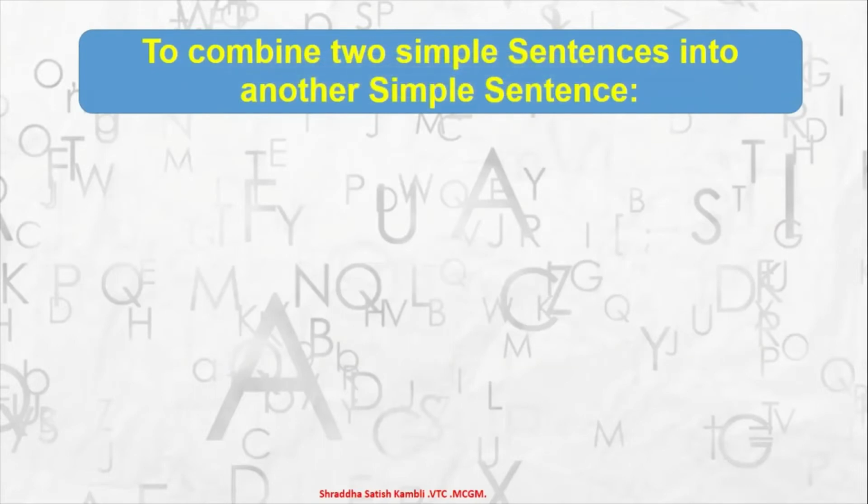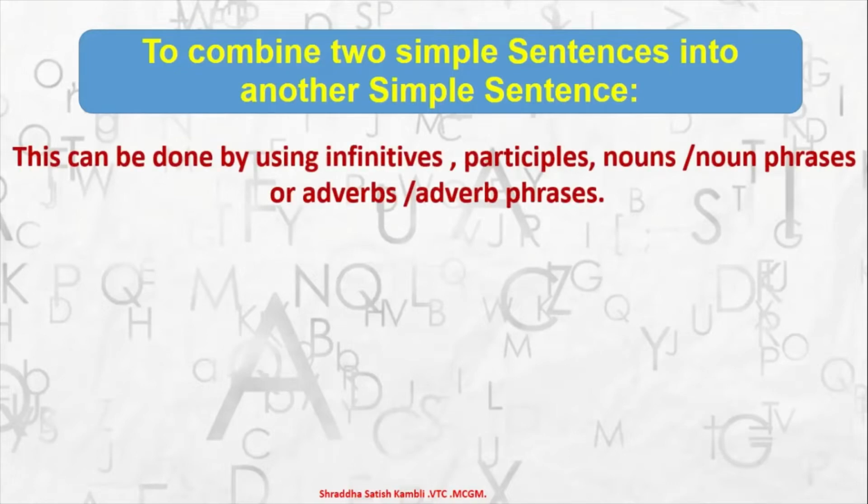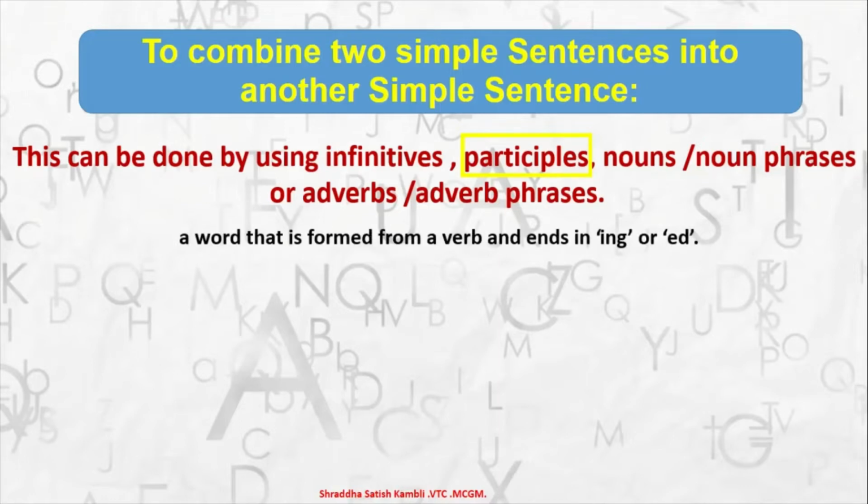So to combine two simple sentences into another simple sentence, what do we use? We use infinitives, participles, nouns, noun phrases, or adverbs and adverb phrases. We have discussed the meaning of infinitives, participles, nouns, etc., but we highlighted participles because that might be a new concept. You might have forgotten what you learned earlier, and we saw that a participle is a word that is formed from a verb and ends in ing or ed. For example, write, writing, read, reading, that becomes the present participle. And when I say walk, W-A-L-K, and walked, W-A-L-K-E-D, that becomes the past participle.